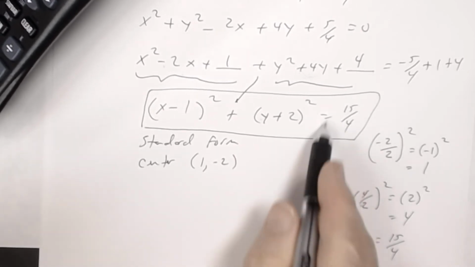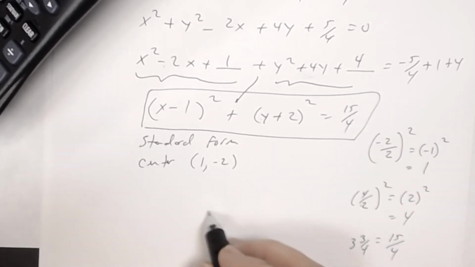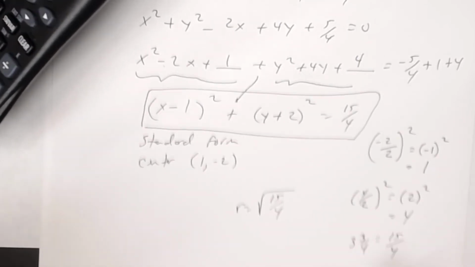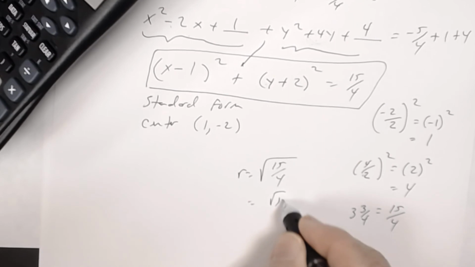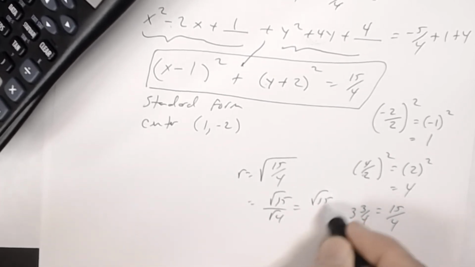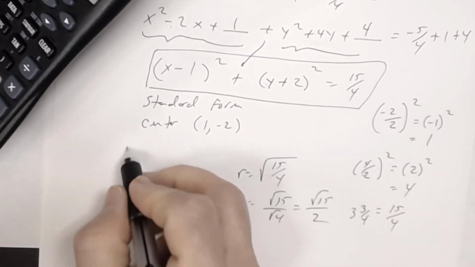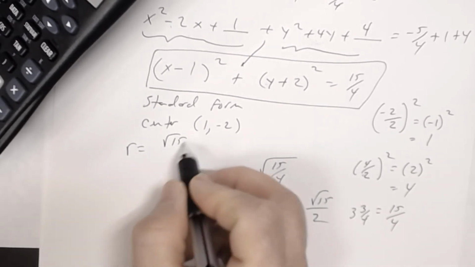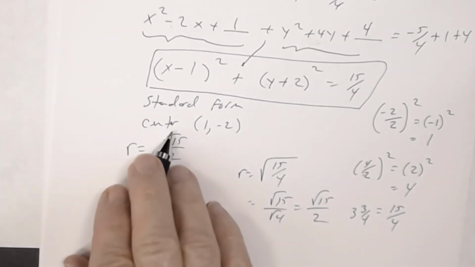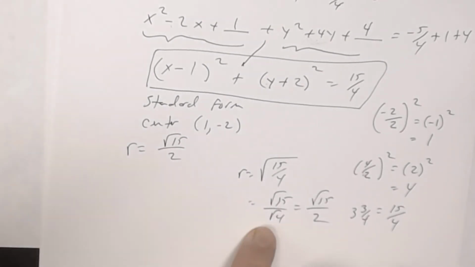Okay? And the radius is the square root of this. So the radius will be the square root of 15/4. So that's the square root of 15 divided by the square root of 4. So that's the square root of 15 over 2. So the radius will be the square root of 15 divided by 2. All right, and you cannot simplify the square root of 15. You can simplify the square root of 4 because that's 2. So you need to simplify whenever you can.